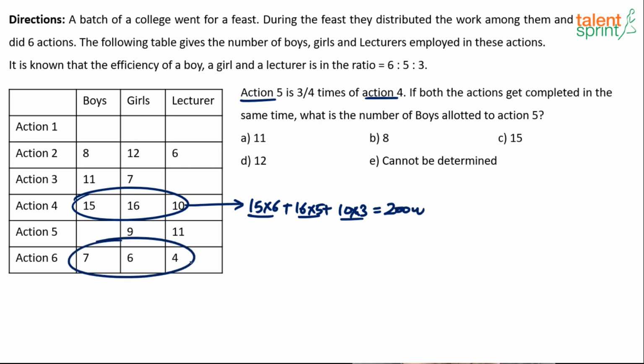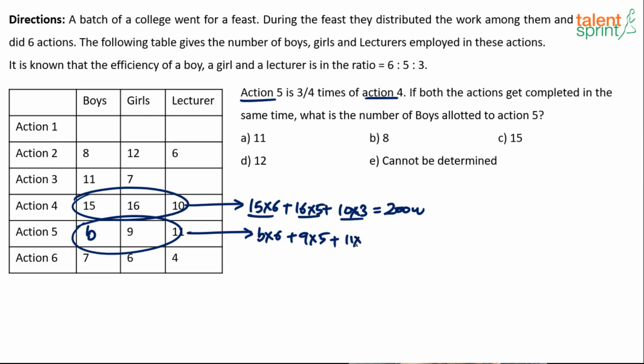How about this group, Section 5? Look at the other group. So let's assume there are B boys. What will be the total work done by this group? B into 6, right? Plus 9 girls into 5 units per day plus 11 into 3 units per day. So 9 5s is 45, plus 11 3s is 33. 45 plus 33 is 78. So 6B plus 78 units per day, right?